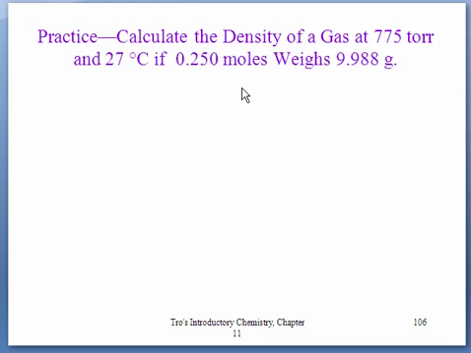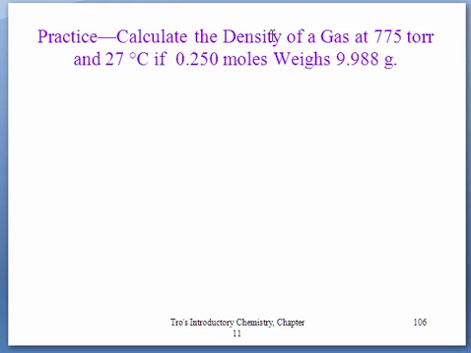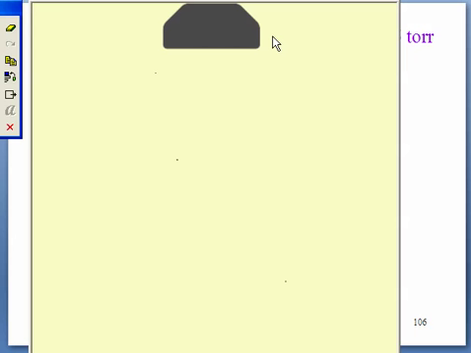Calculate the density of a gas at 775 torr and 27 degrees Celsius if 0.25 moles weigh 9.988 grams. Okay, so the first thing that I do is I know that I have to calculate the density of a gas. So therefore, I go ahead and write out the equation that I know I'm going to need. The density of a gas is equal to its molar mass times its pressure divided by RT. And it'd be a good idea to have all these equations in one place, either on one page in your notebook or all on some 3x5 cards that you can readily access while you're doing your homework or your quiz.